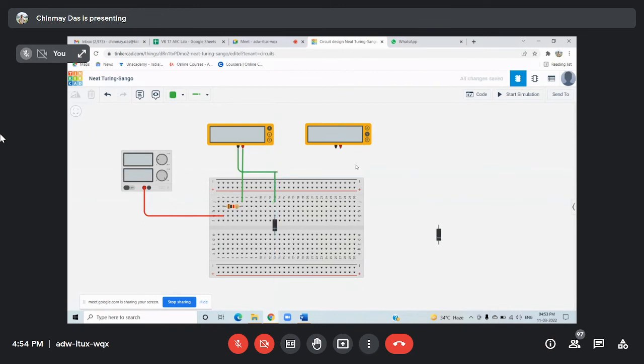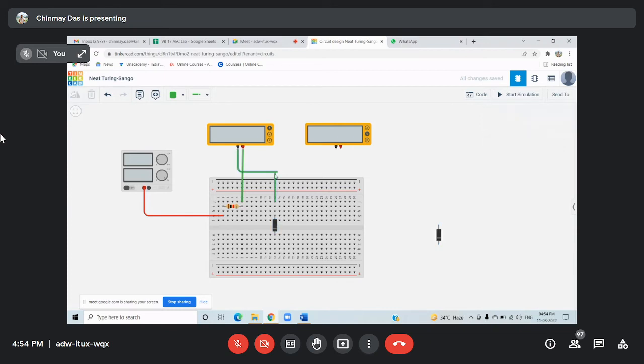PN junction diode. Again, I am repeating. All of you listen carefully. I have already told this. What you are asking, I have already repeated. This is Zener diode, and this is PN junction diode.